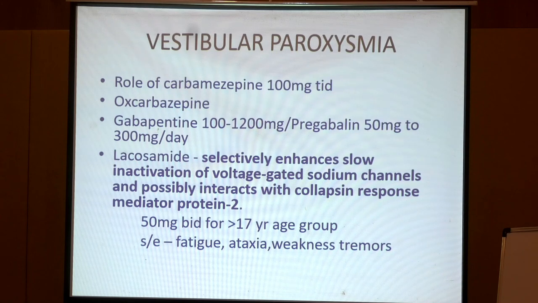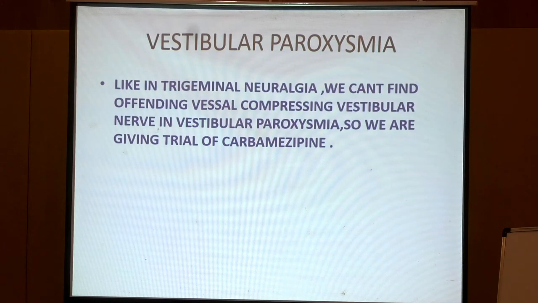Vestibular paroxysmia, the role of carbamazepine is definitely very good. 100 mg TID can be given. Gabapentin 100 to 1200 mg. Pregabalin 50 mg to 300 mg per day can be given. Lacosamide is the newer drug. I have never used it, but I have mentioned it. In vestibular paroxysmia, as in trigeminal neuralgia, we look for an offending vessel on MRI. But in vestibular paroxysmia, we never find the vessel. So we are giving a trial of carbamazepine, it is very effective.